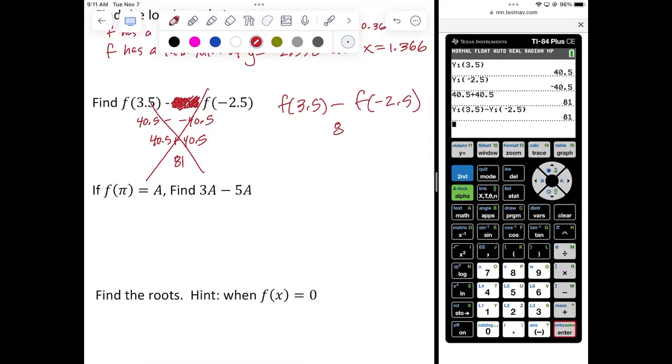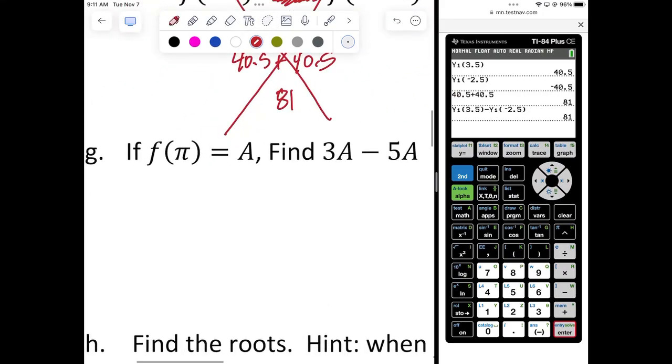Now, here's taking it to the next level. Let's find f of pi. F of pi, that's alpha trace 1 of, and then where's the pi button? It's on the caret symbol. So whenever we use pi, we won't type in 3.14. We'll actually use the caret symbol, which is the second function for pi.